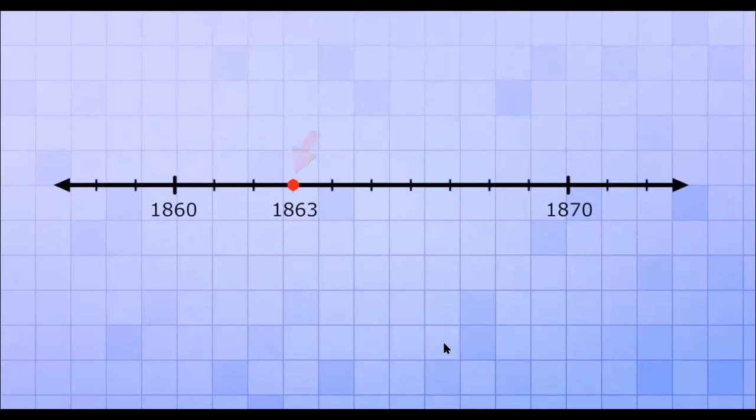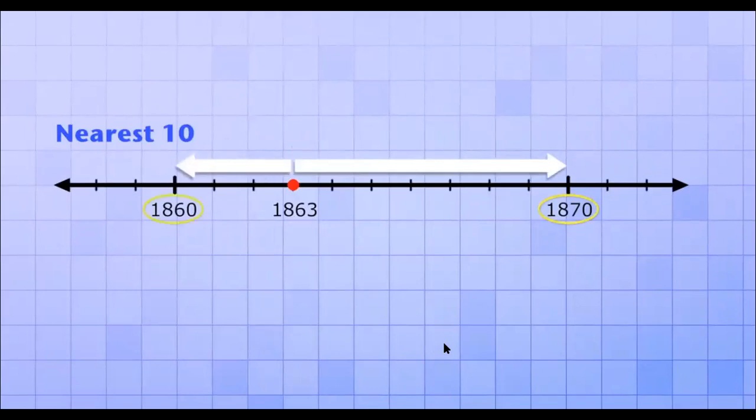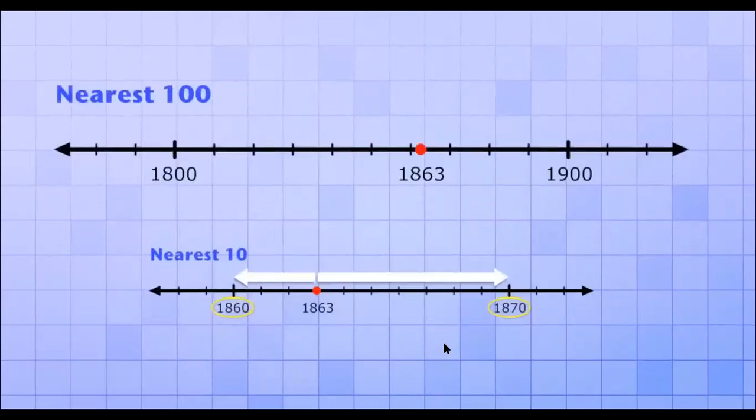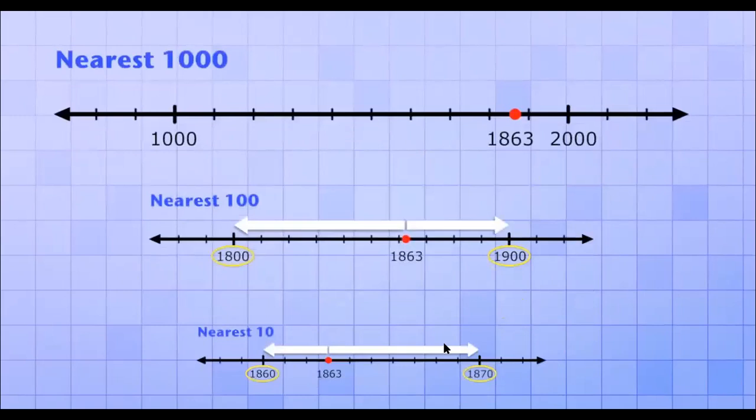If we want to round it to the nearest 10, we need to decide if it goes up to 1,870 or down to 1,860. But if we want to round it to the nearest 100, we need to decide if it goes up to 1,900 or down to 1,800. And if we want to round it to the nearest 1,000, we need to decide if it goes up to 2,000 or down to 1,000. And in each case, the decision was based on which round number was closer to the original exact number.